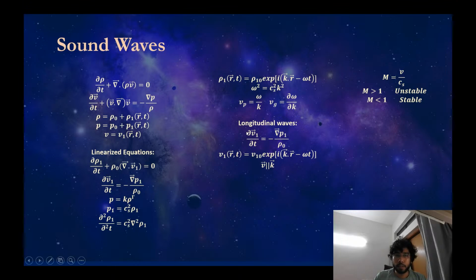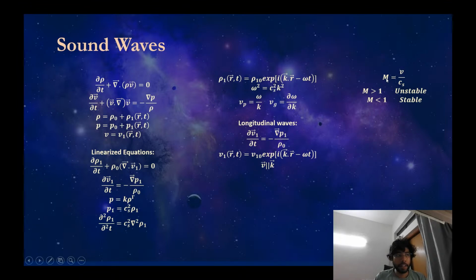So this gives us that the sound waves are longitudinal waves, right? Unlike electromagnetic waves, which were transverse waves, because in the electromagnetic waves the electric and magnetic fields would turn out to be perpendicular to the direction of propagation k. But in this case, the direction of propagation is parallel to the velocity of the fluid.